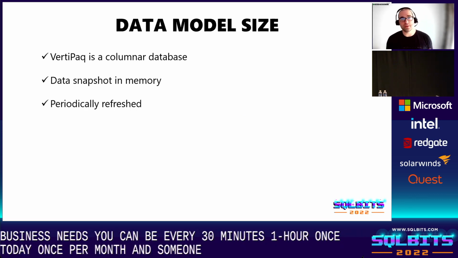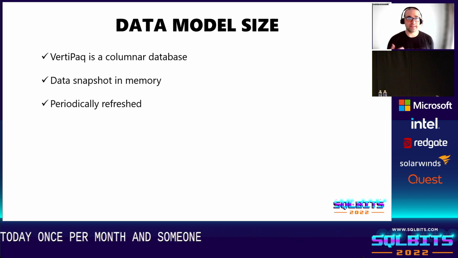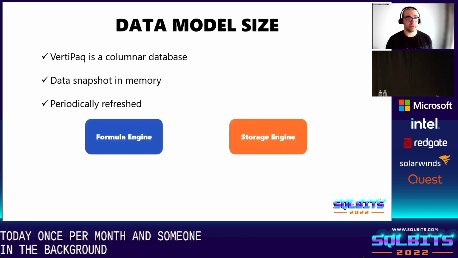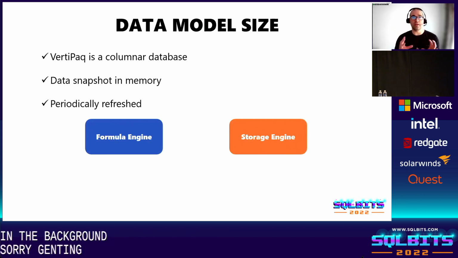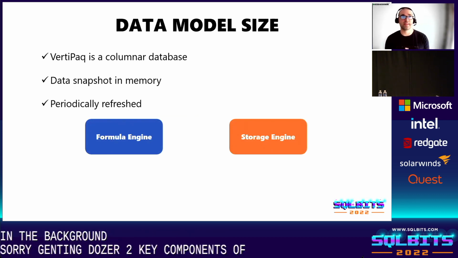To be able to understand how things work in the background, you should be able to distinguish between the formula engine and the storage engine. Those are two key components of this underlying architecture.